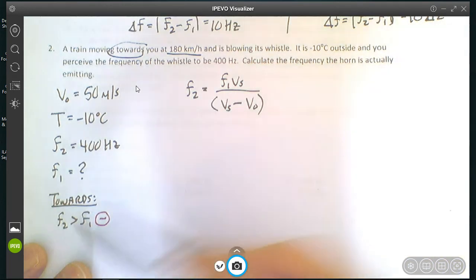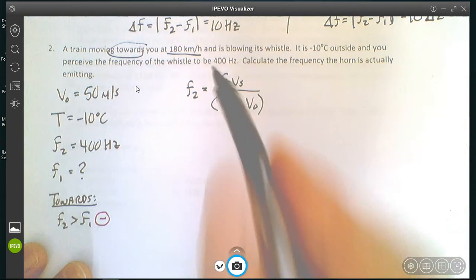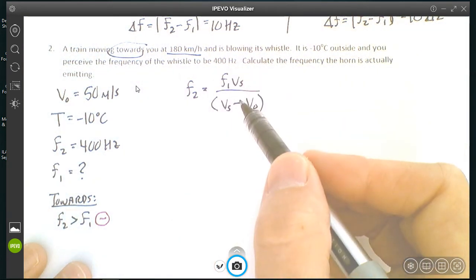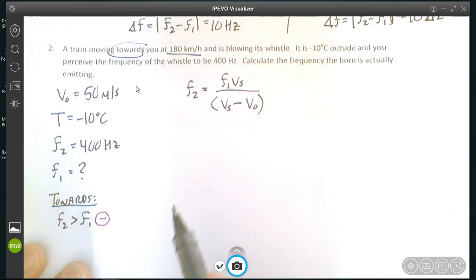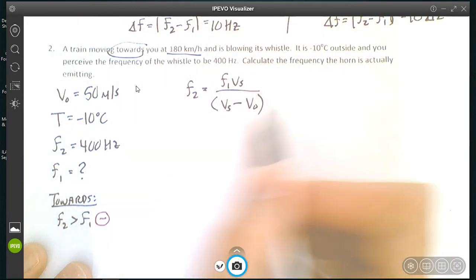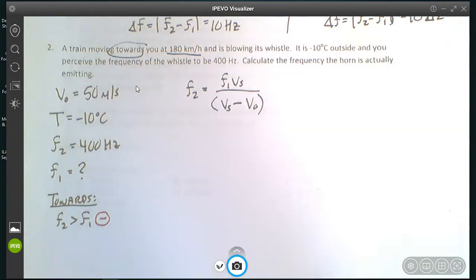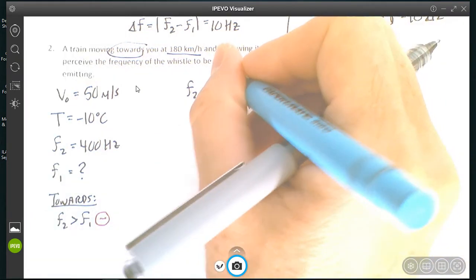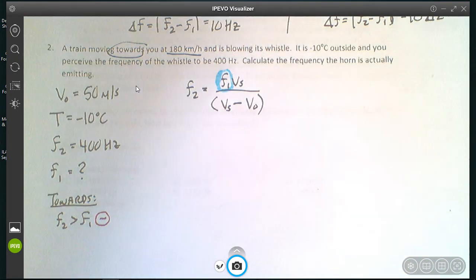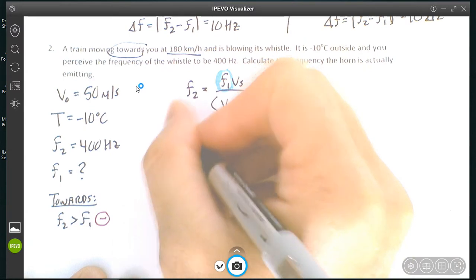Don't just memorize an equation. Do not do it. There's no point. This equation with the plus minus, you memorize, but then rearrange it every time. You're trying to find F1, and you're like, okay, where's F1? Well, F1 is right there, stuck up there. So we got to get it by itself, cross multiply.